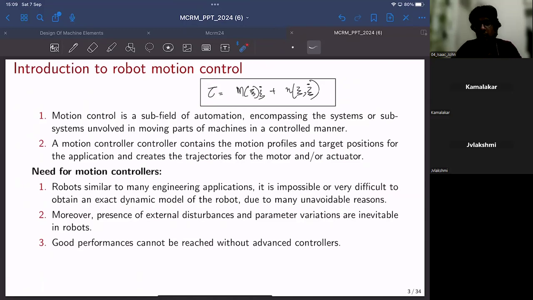And that is where the motion controller comes in. It keeps on monitoring our desired trajectory, and it also monitors the actual trajectory using sensors. Comparing the error between the desired and actual trajectory coordinates, the controller will give appropriate control signals to the actuators.